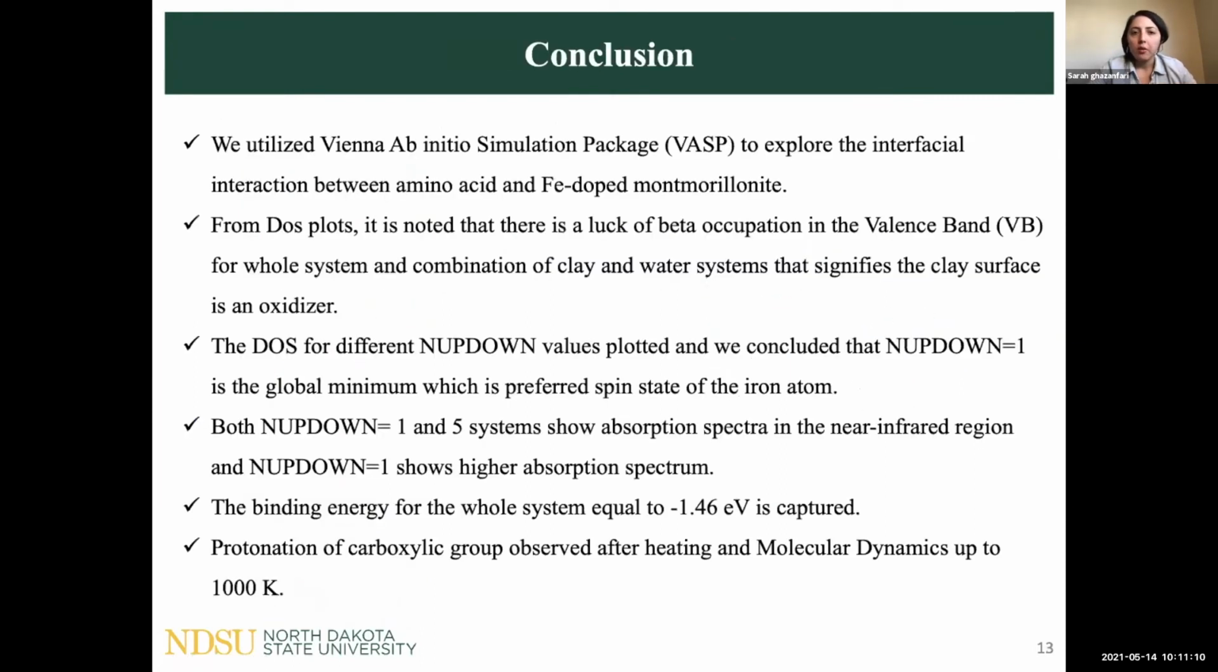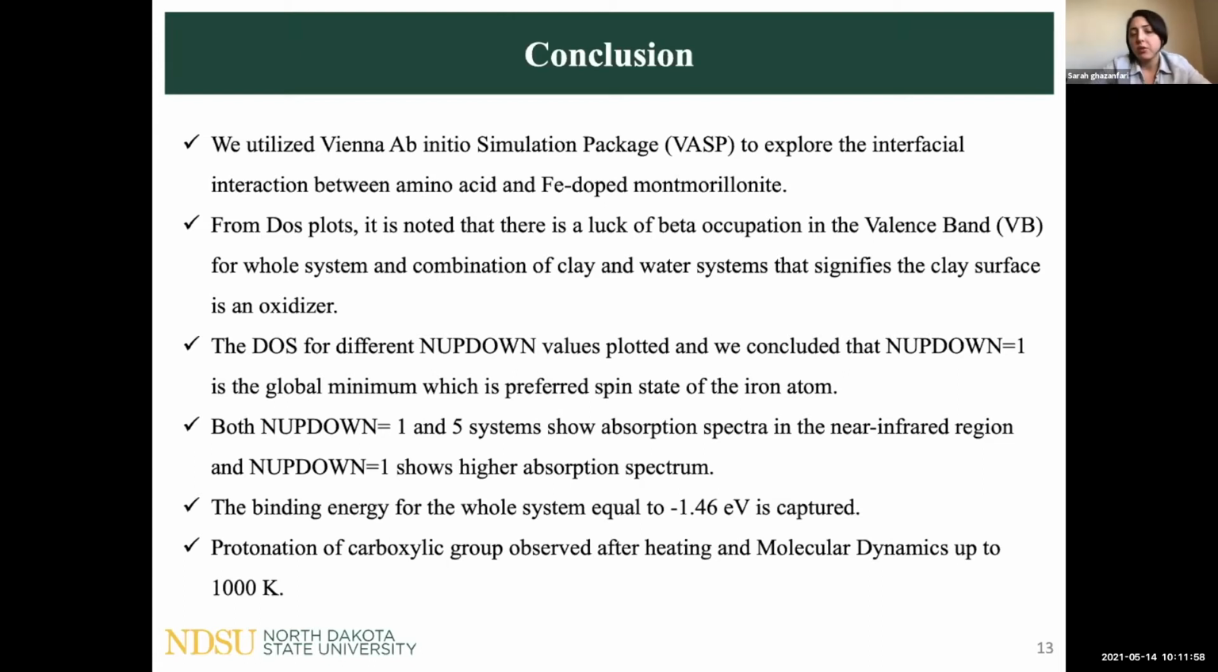For the conclusion part, from the density of states plot, we can note that there is a lack of beta occupation in the valence band for the whole system, and this is because of the isomorphous substitution, and this signifies that the clay surface plays an oxidizer role. And for the different density of states, as n up down varies between 0 and 8, we can see that n up down equal to 1 is the global minimum, which is the preferred spin state of the iron atom. For both n up down equal to 1 and 5, both absorption spectra are in the near infrared region, and n up down equal to 1 shows the higher absorption spectrum.